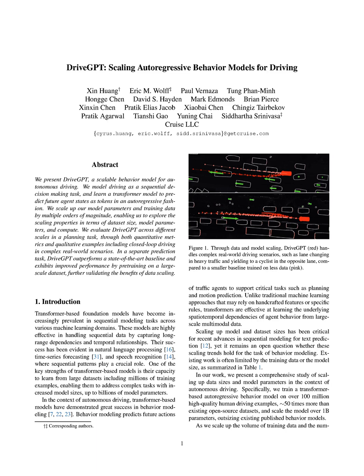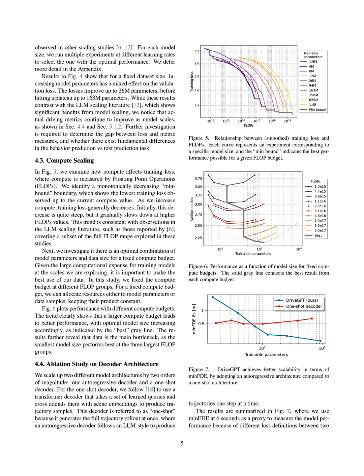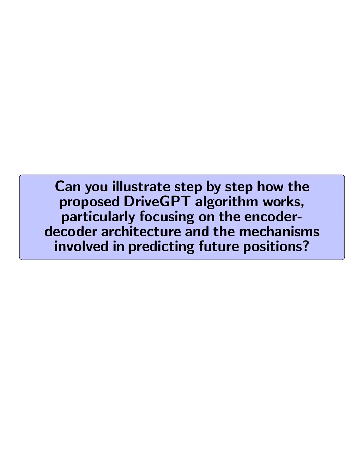The model is trained on over 100 million high-quality human driving examples, significantly larger than existing datasets, which allows it to better manage rare or edge case situations that are challenging for autonomous vehicles. Additionally, DriveGPT scales both the model parameters and the training data, demonstrating improved performance metrics and robustness compared to previous behavior models constrained by limited data and model sizes. This comprehensive scaling approach marks a significant advancement over traditional methods, which typically do not leverage such extensive data or model complexity.